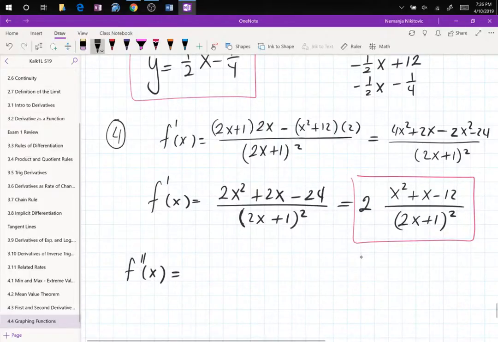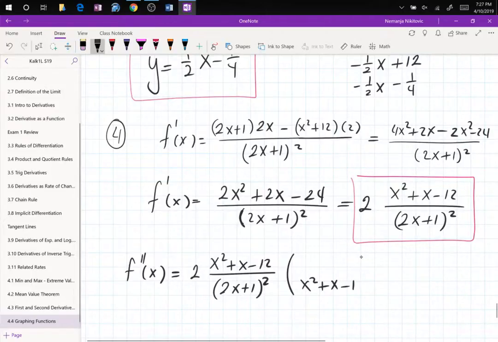And the second derivative, this is where I go with logarithmic differentiation because lazy. 2x squared plus x minus 12 divided by 2x plus 1 squared. And now the second part is x squared plus x minus 12 and then 2x plus 1 on top. Minus 2 times, and then this is going to be 2x plus 1 and then 2 on top. There we go.